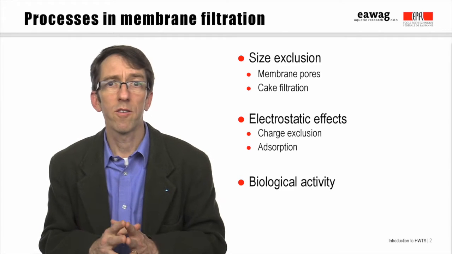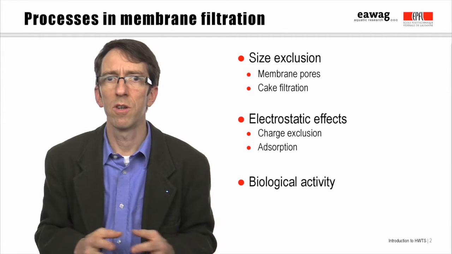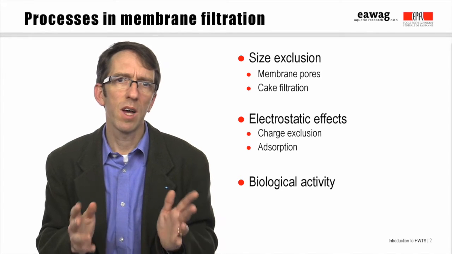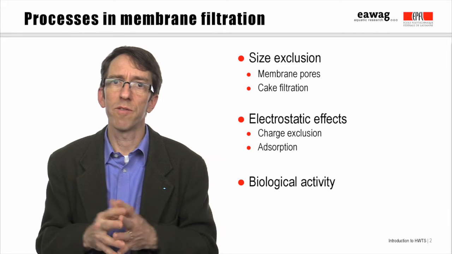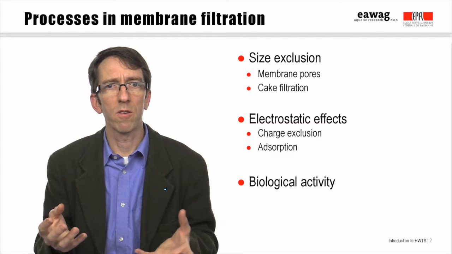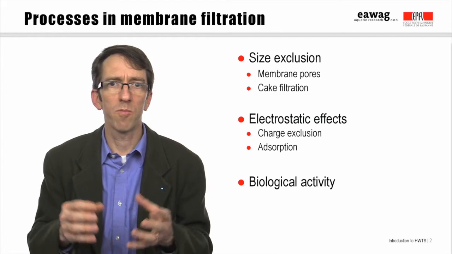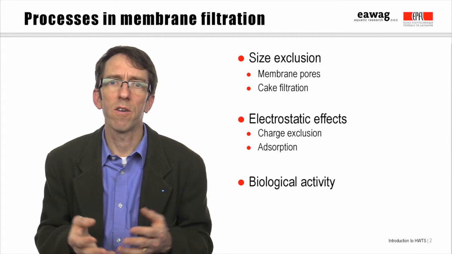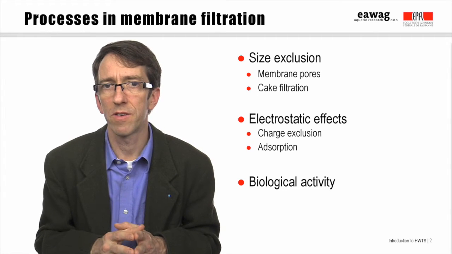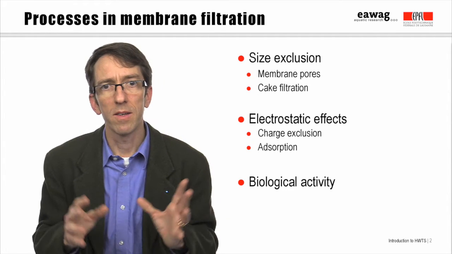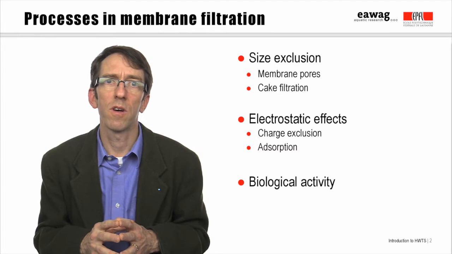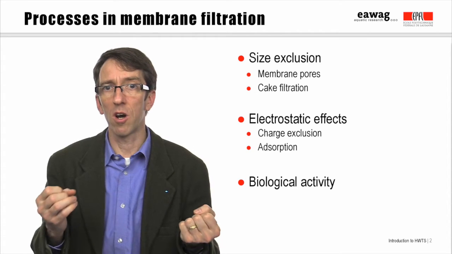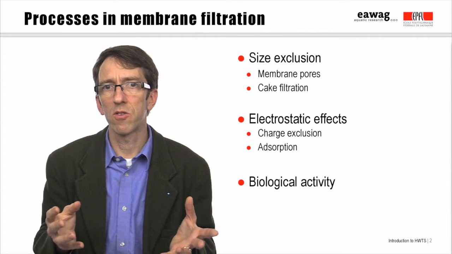There are several different kinds of processes involved in membrane filtration, which all have impacts on the quality of the filtered water. Perhaps the most obvious is a size exclusion phenomenon, where particles are strained out through either small pores in the membrane itself, or they're collected at a surface layer, a cake that forms on the surface of the membrane. A second kind of process, though, is an electrostatic process, where particles that have a positive or negative charge interact with the membrane surface.